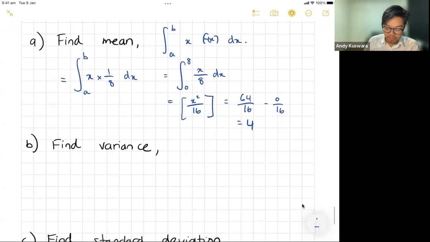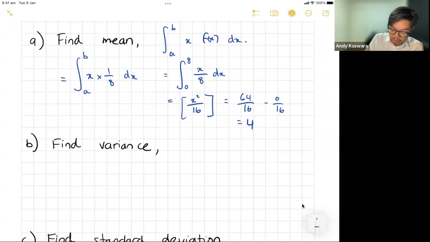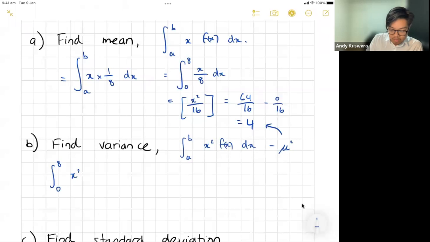Now for variance, remember that variance is given by this formula here. It's the integral between a and b of x squared f(x) dx, and then you just take away the mean squared, which is that number up there. So that means it'll be between 0 and 8 again, and it's going to be x squared times f(x), which is 1 on 8, dx. And then take away the mean squared, so in this case take away 4 squared.